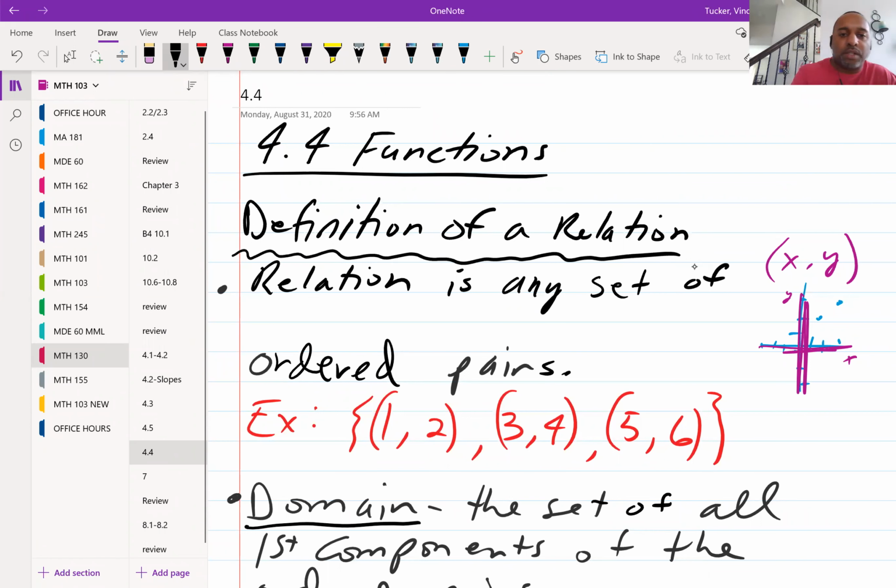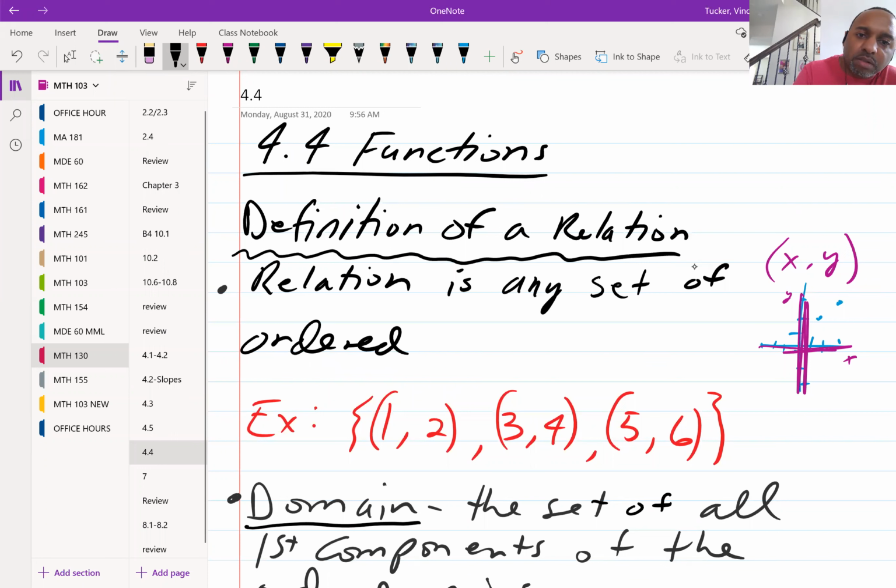All right, so a relation is going to be any set of ordered pairs. So example here, we have (1, 2), (3, 4), and (5, 6). So like I said, a relation is just any set of ordered pairs.